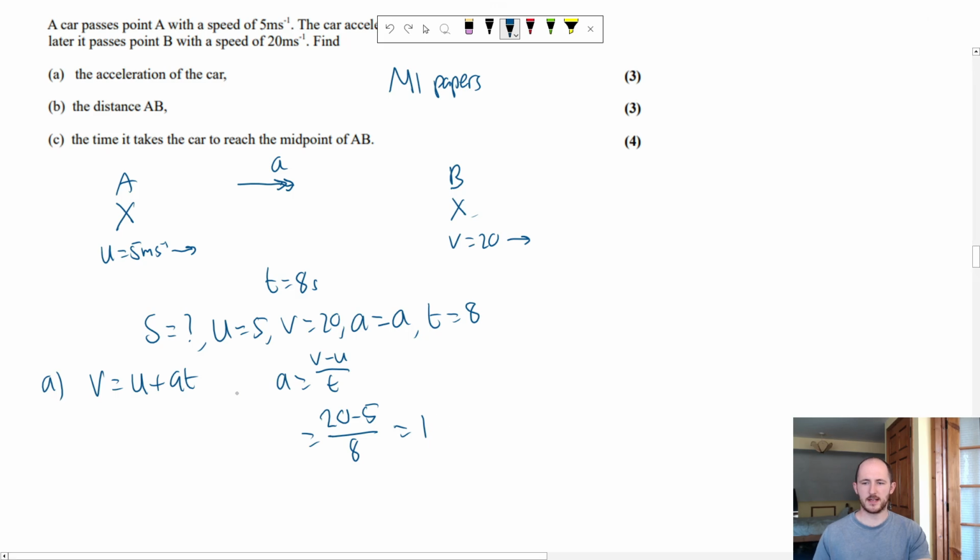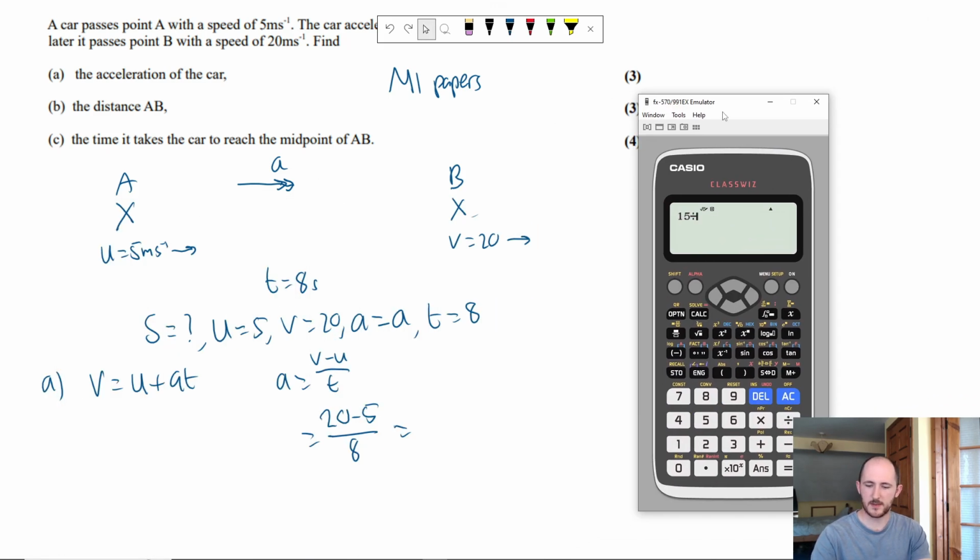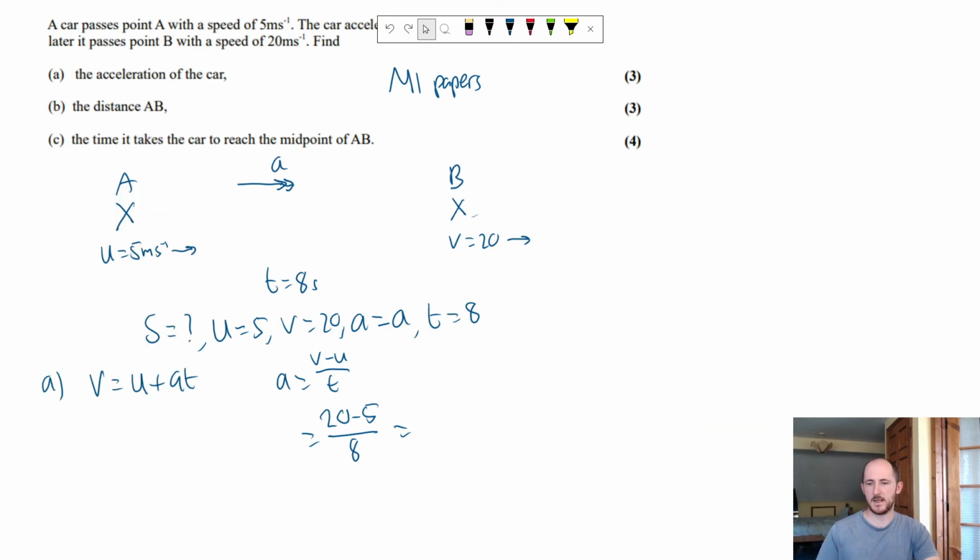Actually, no, it wouldn't. Let's just type it on a calculator. 15 divided by 8 equals 1.875, okay. Let's call it 1.88 for that 3 significant figures. Generally speaking, 3 sig fig is very, very safe.